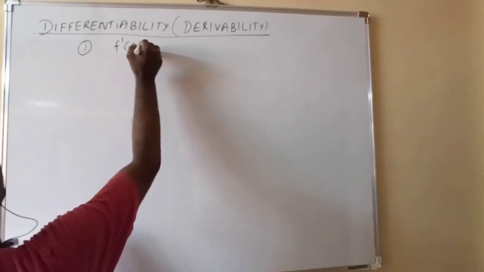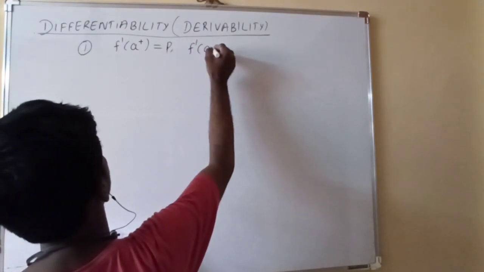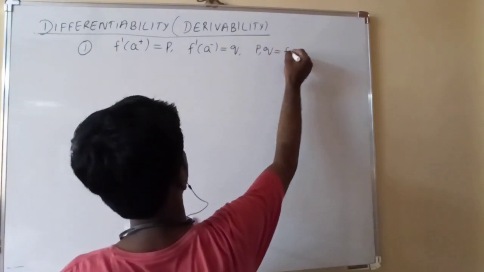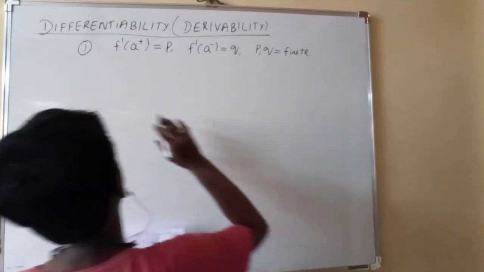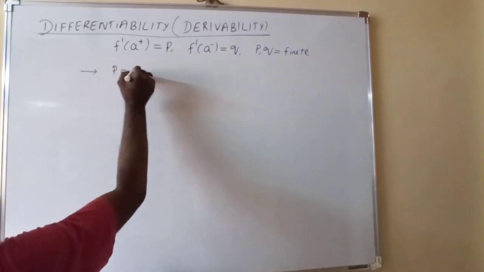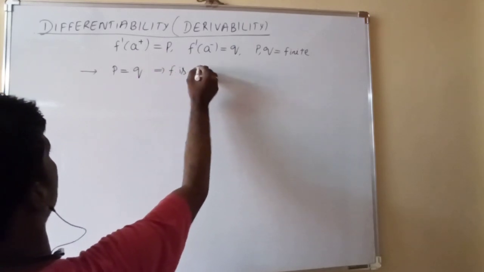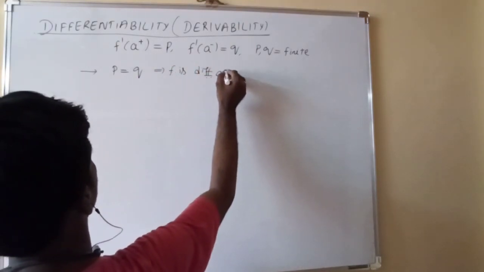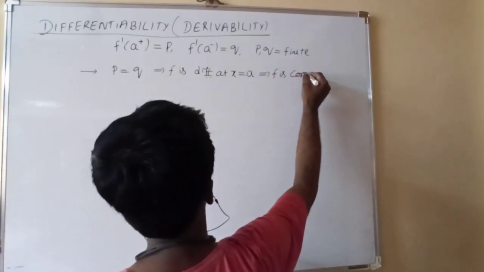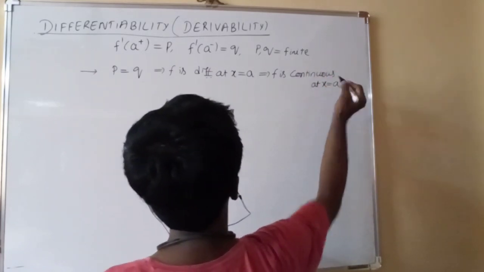Suppose f dash of a plus is p and f dash of a minus is equal to q, where p and q are some finite numbers. Okay. Suppose if p is equal to q, that is the left hand derivative, right hand derivative both are equal, then we say that f is differentiable at x is equal to a. So obviously it is continuous at x is equal to a.